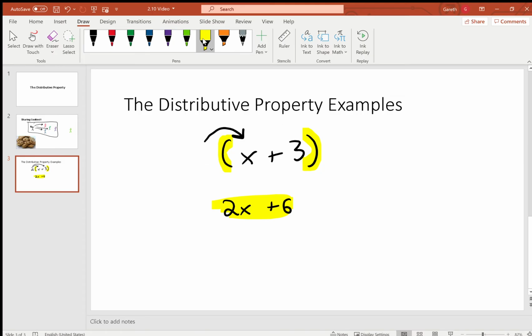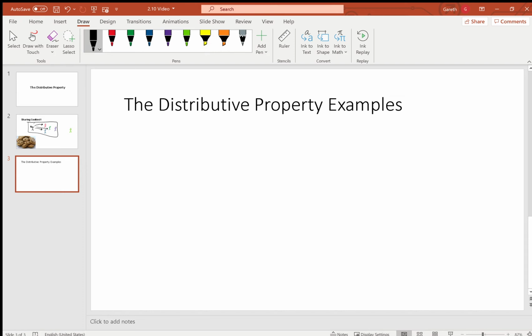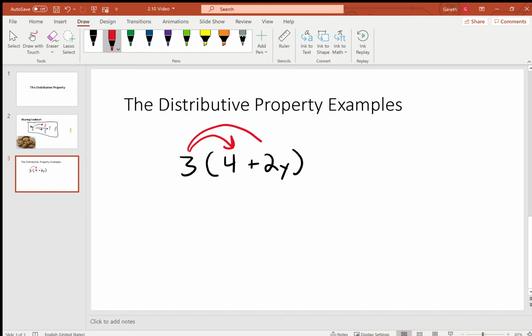Let's do another example, okay? Let's say instead we are doing 3 parentheses 4 plus 2y. Yeah? Same situation. We need to distribute. So we're distributing to everyone inside the parentheses. It's going to go ahead and be 3 times 4 and 3 times 2y as well. Okay, 3 times 4 is 12. And then 3 times 2y is 6y. Boom. You're done. Let's give you a few other examples.